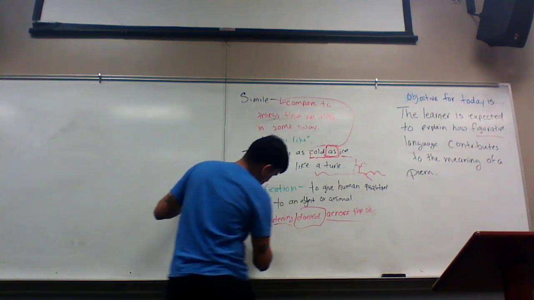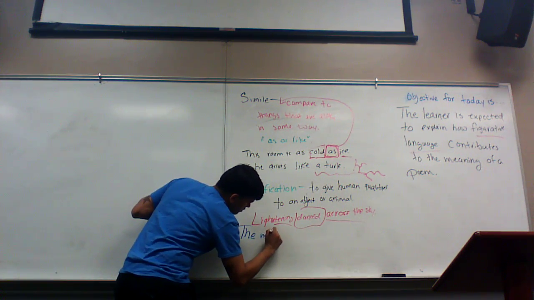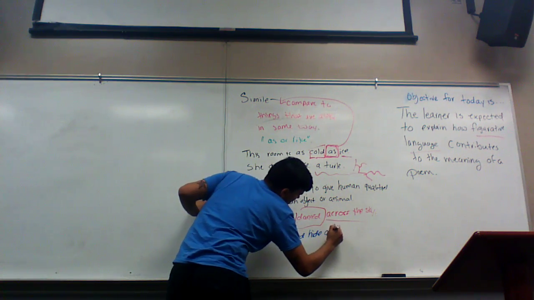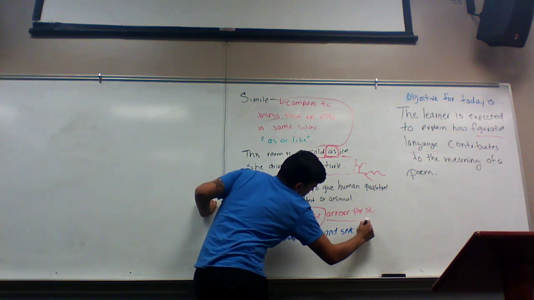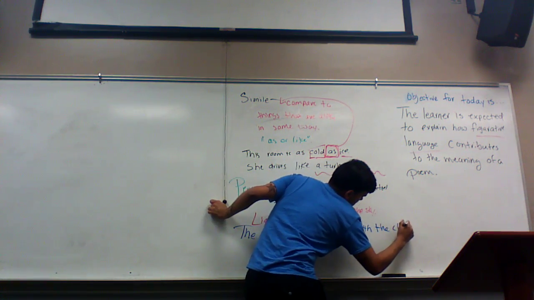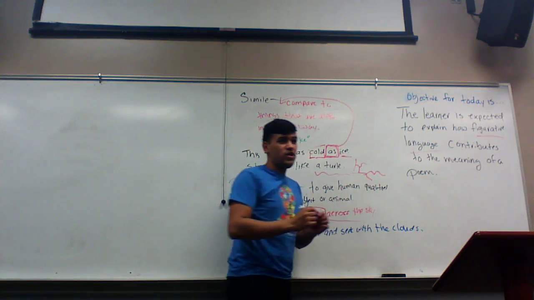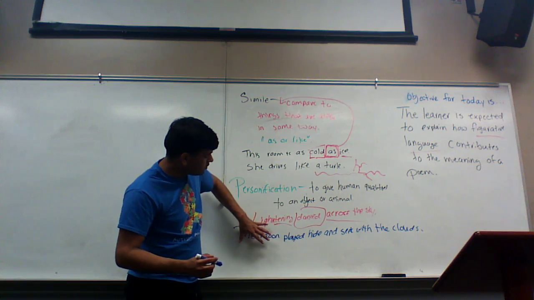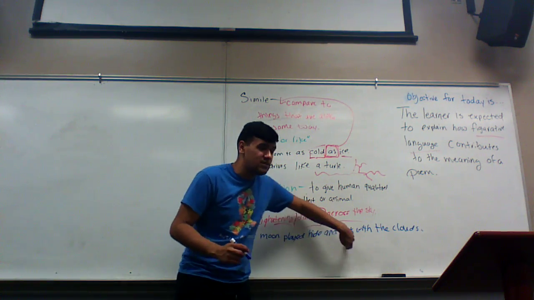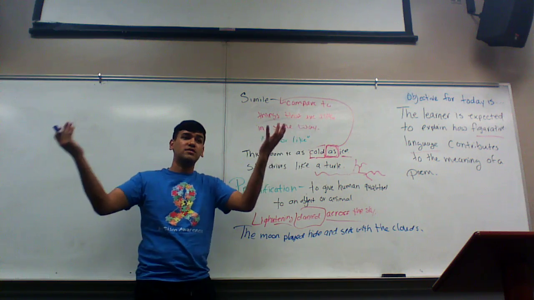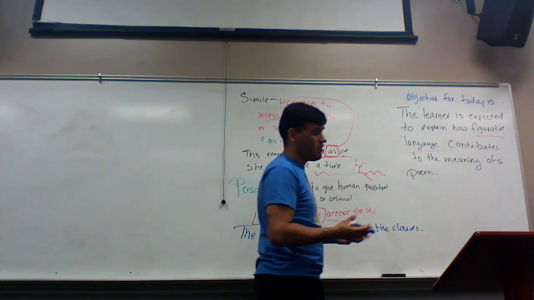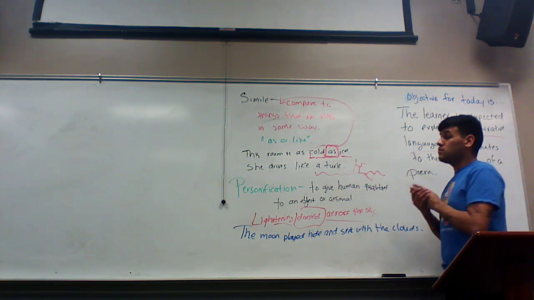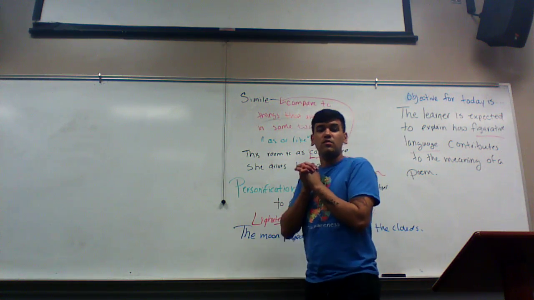The next one is: the moon played hide and seek with the clouds. So here we gave human qualities to the moon. So when the clouds went over, the moon played hide and seek. It was there, and then the clouds covered it, it was not there anymore. So you just gave it human qualities. Okay guys? Those are the four figures of speech that we're going to be focusing on.